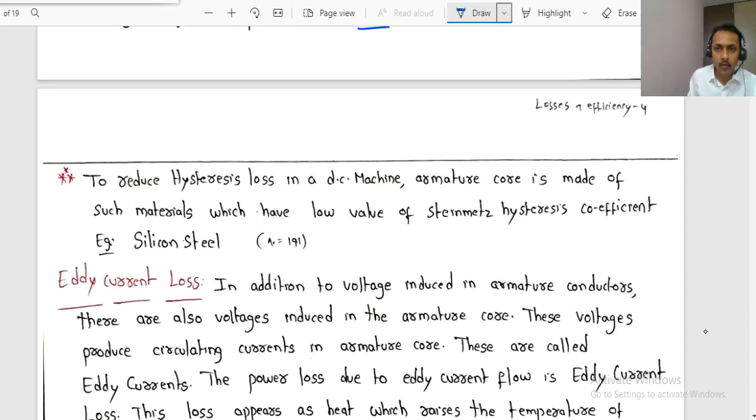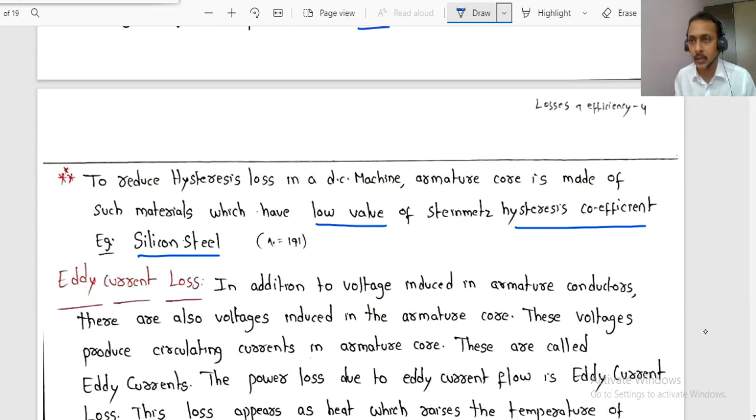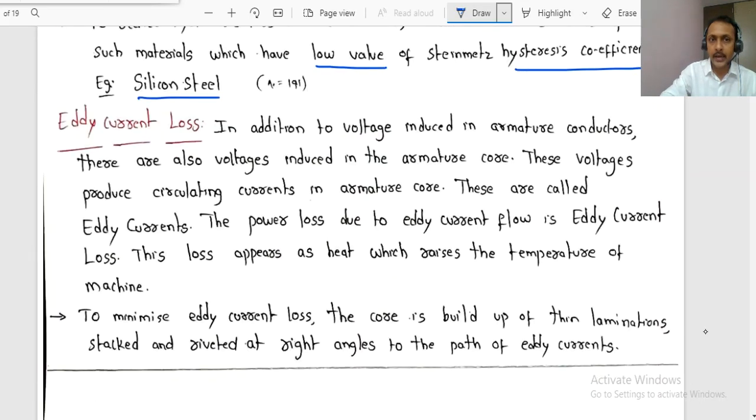value. One such material is silicon steel. Silicon steel has a very low value of hysteresis coefficient. So that is the reason, if the core is made up of such materials, then you can minimize the hysteresis loss. If the core is made up of silicon steel, then hysteresis losses will be less. Clear? Now next is the eddy current loss.